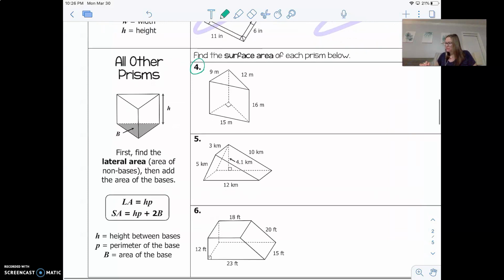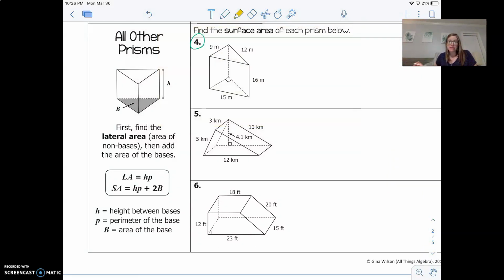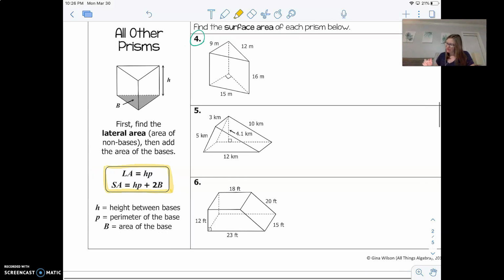Okay, these are the formulas that you need to know. So whenever you're doing your homework and your quizzes, make sure you have these formulas handy. For prisms, LA equals HP. LA is lateral area, and that's the area of the non-bases. We'll get to that in a second. And then you want to add in the area of the bases for the total surface area. So this next part, SA, stands for surface area. And then you have HP plus 2B.